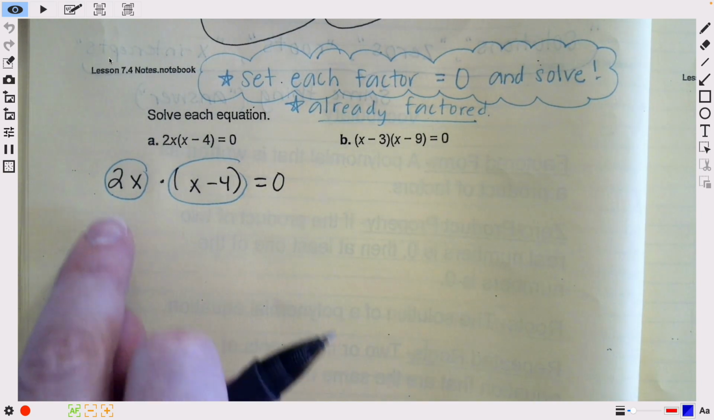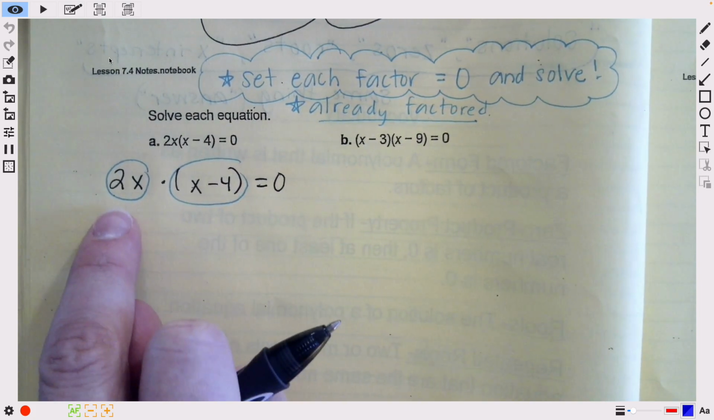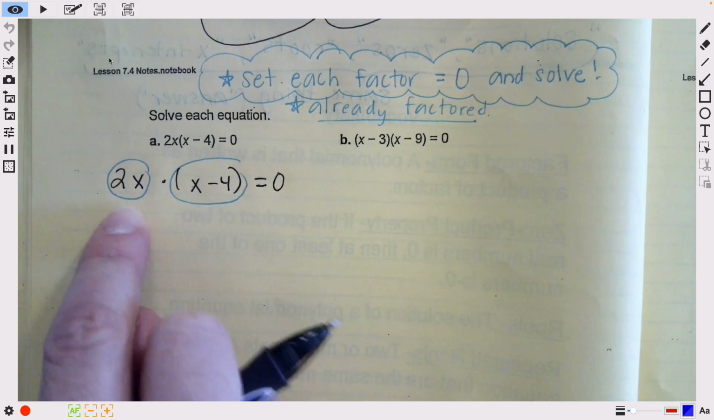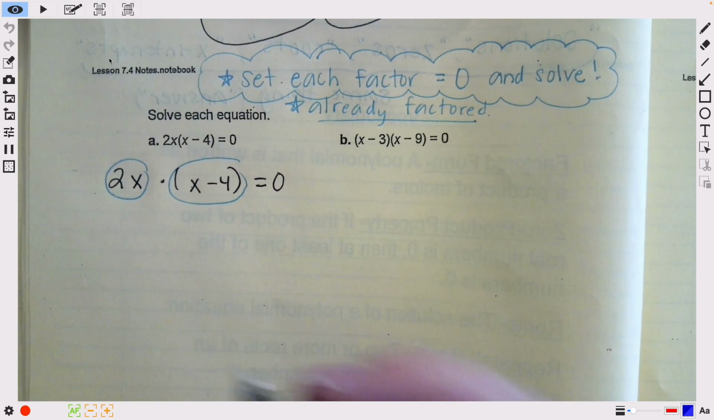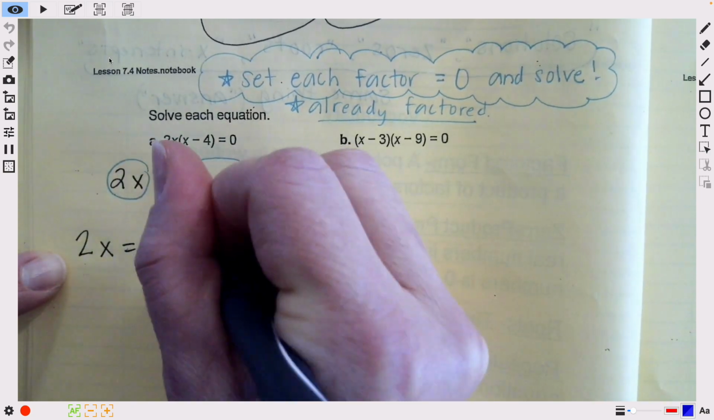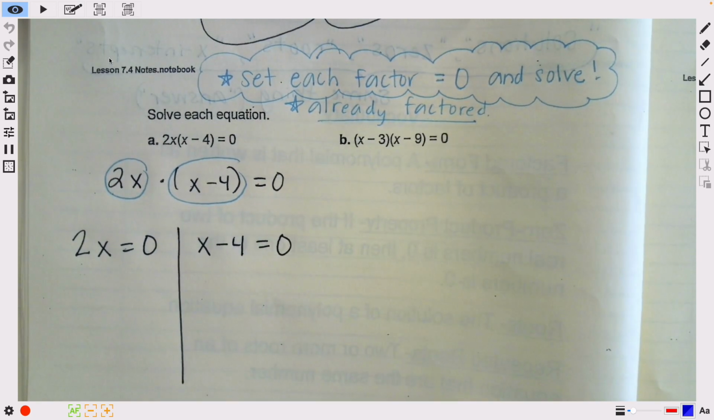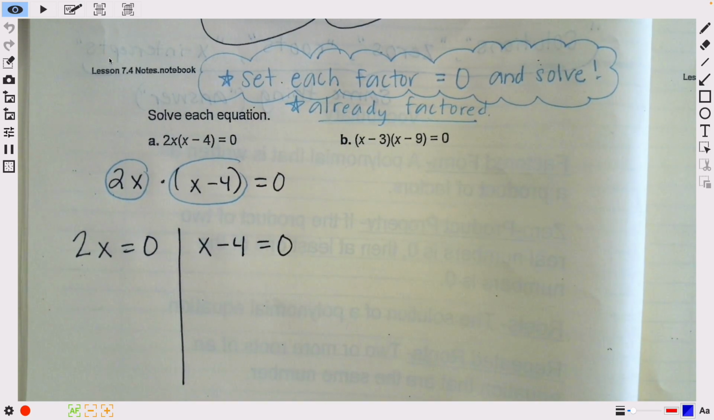So again, if this multiplied this equals 0, then either this one needs to be 0 or this one needs to be 0. So either 2x needs to be 0 or x minus 4 needs to be 0. One of them needs to be 0. So you just take each factor, set them equal to 0, and you solve. Okay, make sure you're writing this down. We don't want to check out on this section because it's going to get real hard if we do.